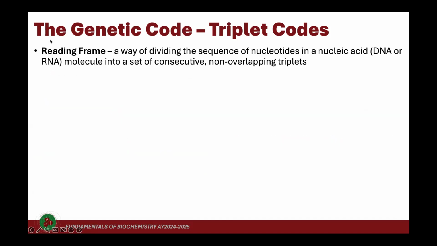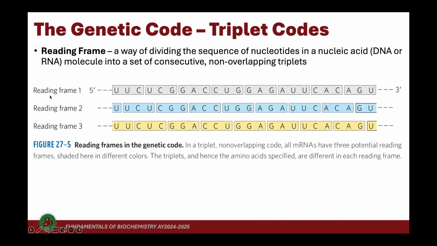Okay, so I mentioned reading frame. This term is very important when you're trying to study genes. So when we say reading frame, this is the way of dividing the sequence of nucleotides into a set of consecutive non-overlapping triplets. So if you have a certain mRNA transcript, there are 3 possible reading frames. So let's say we have this segment of the mRNA transcript. You can read the codons as UUC, UCG, and so on.